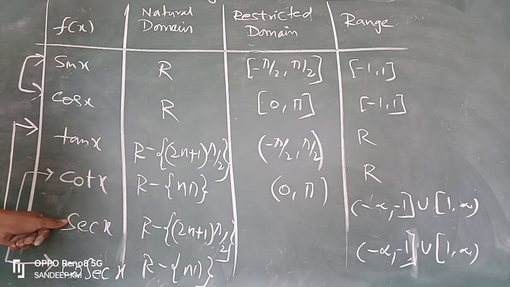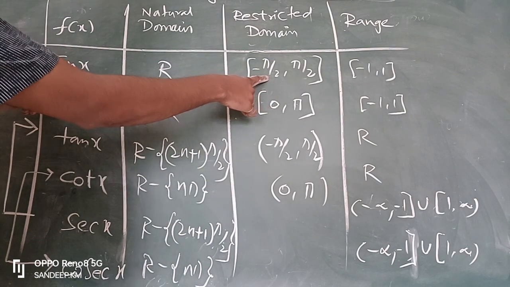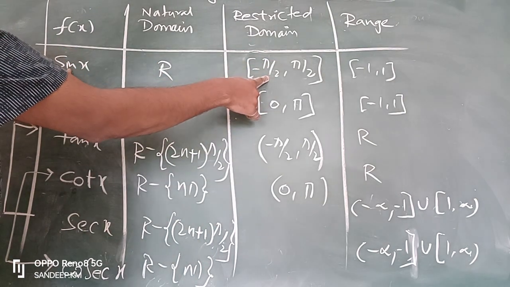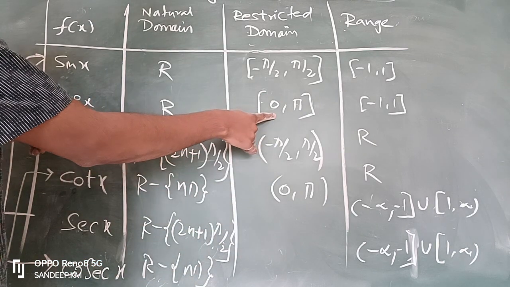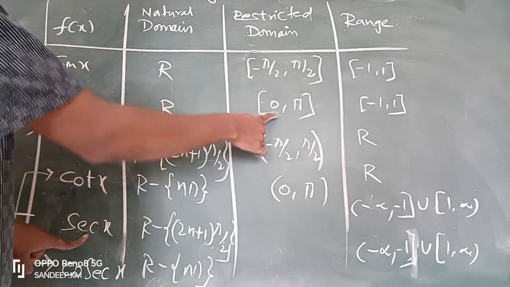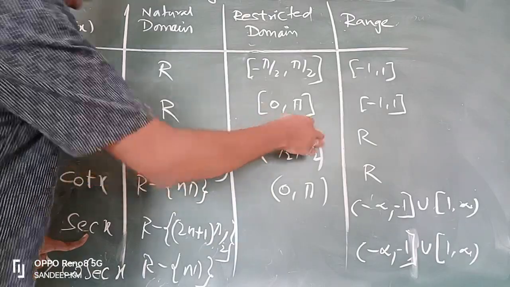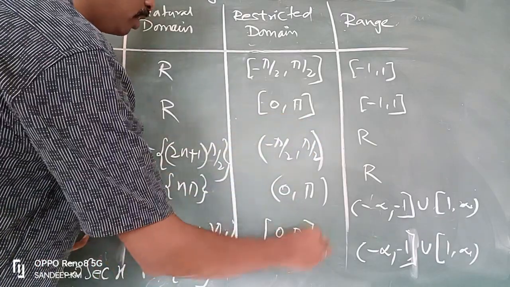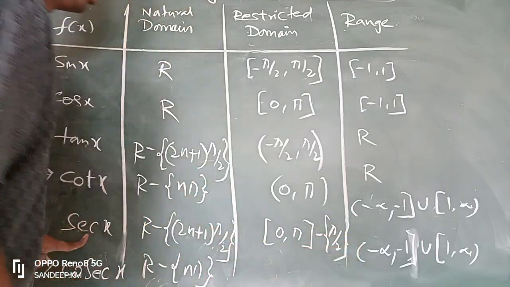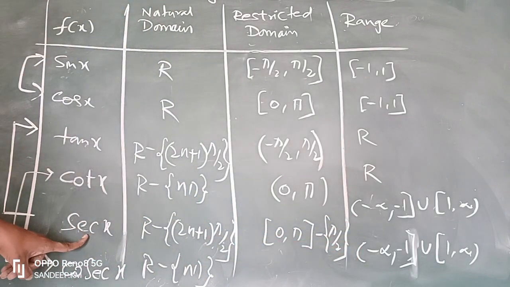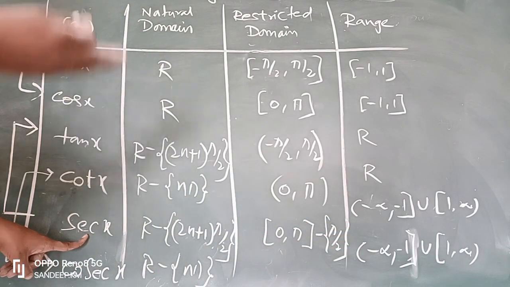Secant x's reciprocal is cos x. Its restricted domain is 0 comma pi. Therefore, what is the restricted domain of secant x? It is also 0 comma pi only, except the middlemost value pi by 2. You will understand why if you go with the graphs.